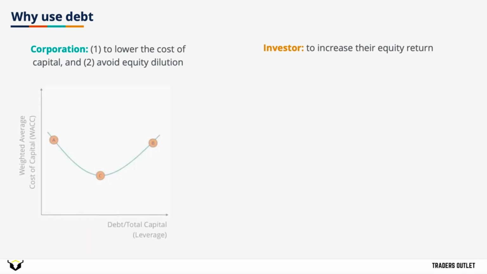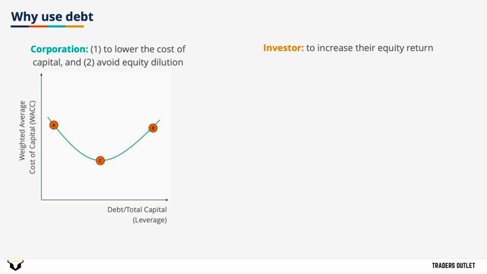Here is a graph of a firm's weighted average cost of capital on the turquoise line. At point A, it's funded exclusively with equity. At point B, it's funded mostly with debt. And you can see that the cost of capital is high at those points, but the sweet spot in the middle is where it uses the optimal amount of debt to lower that cost of capital.